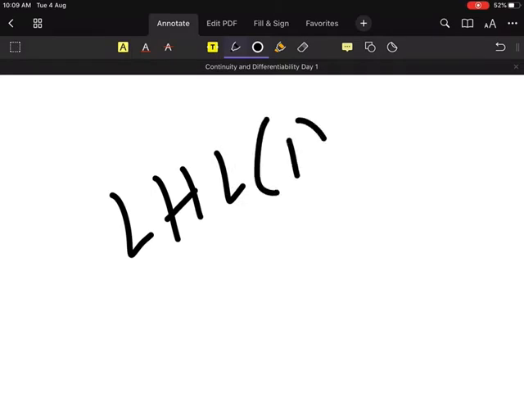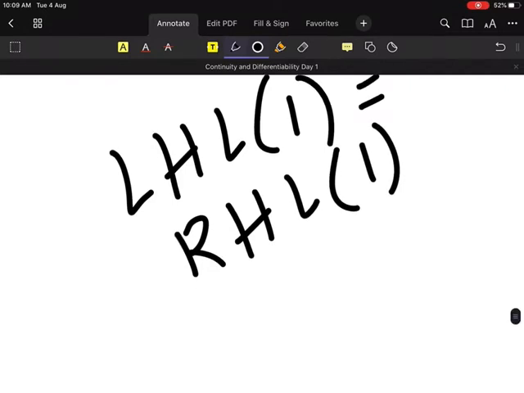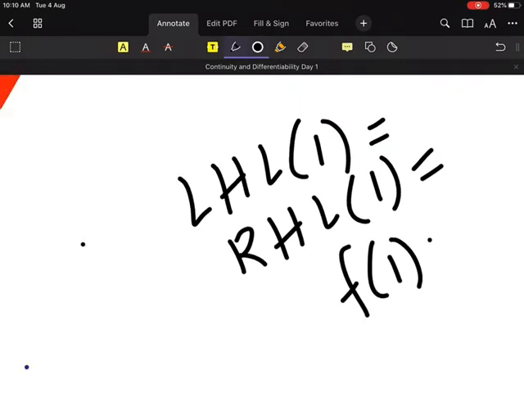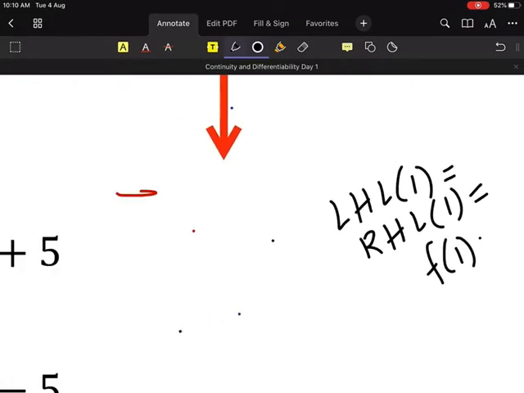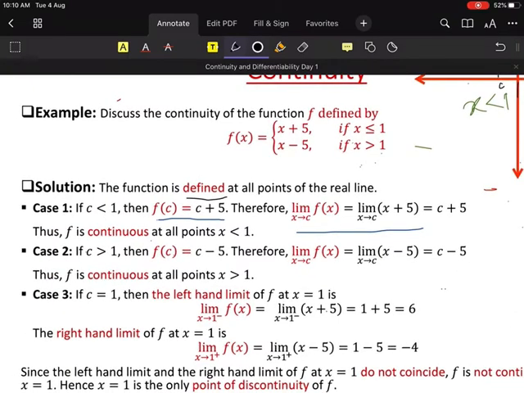So what do we have to find for a function to be continuous at a point? The LHL at 1 must be equal to the RHL at 1, and it must be equal to the value of the function at 1. Everyone clear or not? If all these three are equal, then we can say that the function is continuous at x equal to 1. So let's check whether it's continuous at x equal to 1 or not.